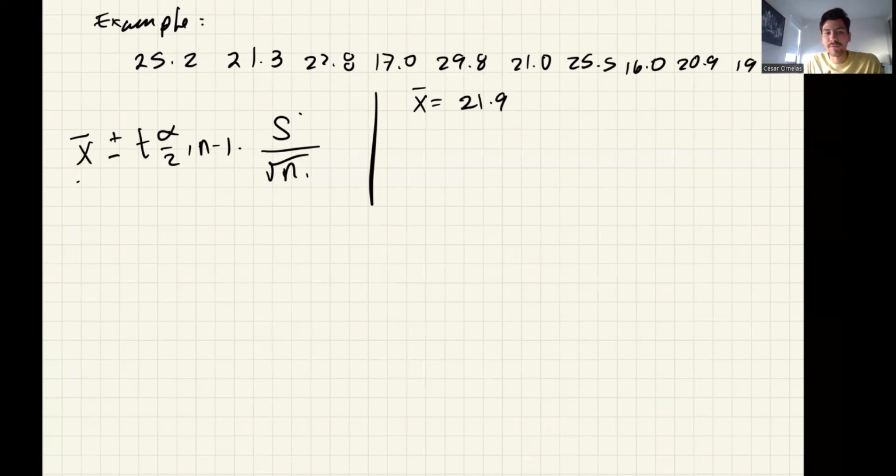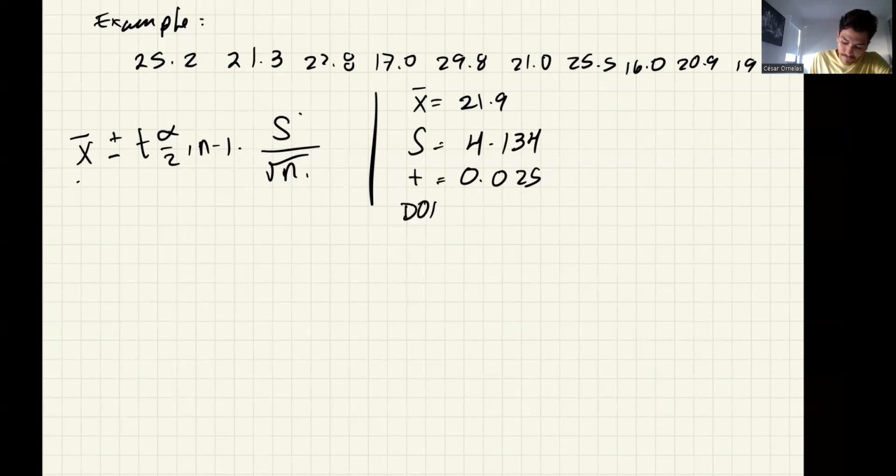So what is the 95% opportunity, what is going to be the range of this 95%? Let me get it. We have the mean of the population, then the standard deviation, that is 4.134. The value of the distribution is going to be 0.025. And the degrees of freedom is going to be n minus 1. So 1, 2, 3, 4, 5, 6, 7, 8, 9, 10. So this is equal to 10 minus 1, equal to 9.